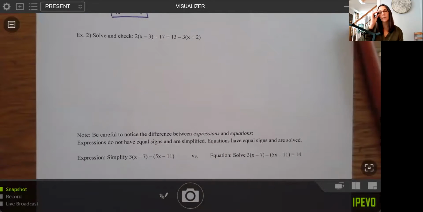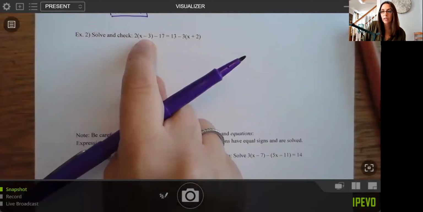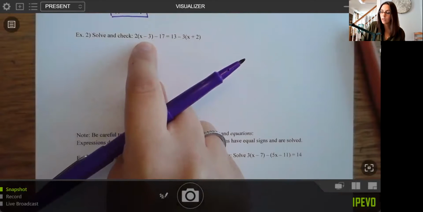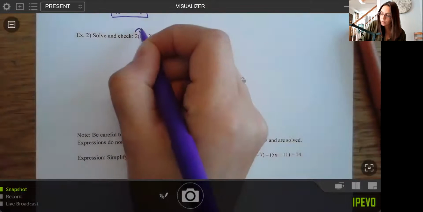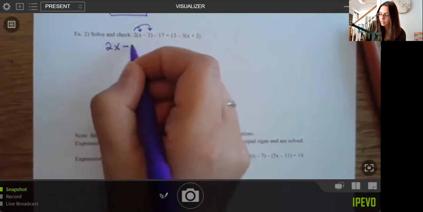Looking at the next example, again, a little bit more complicated now. I see lots of parentheses, so I'm going to start with that first. You can't actually move this -3 or cancel it out if it's stuck inside parentheses, so we do want to do that first. I'm going to multiply through by 2 here. So I'm going to get 2x minus 2 times 3 is 6.